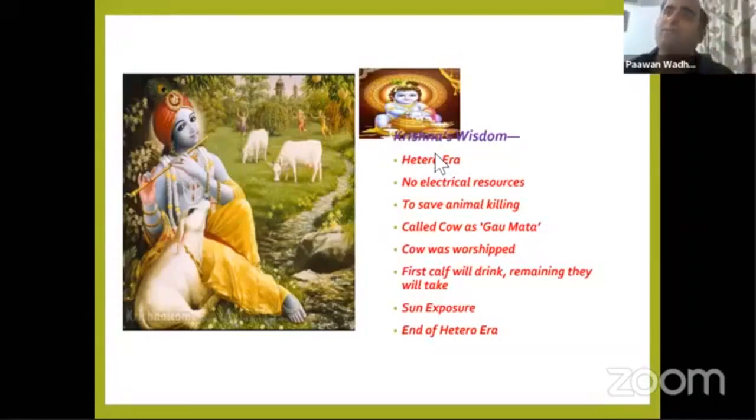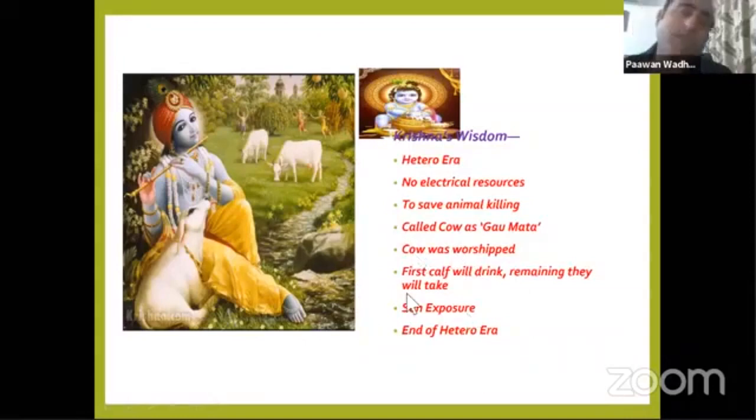So what happens? Krishna's wisdom is, it was the hetero era. There were no electrical resources. To save the animal killing, he labeled cow as Gaumata. Cow was worshipped. First the calf will drink, and the remaining people will take. And they had a lot of sun exposure and a lot of hard work, because of which they were able to digest the milk. But now it is the end of that hetero era.